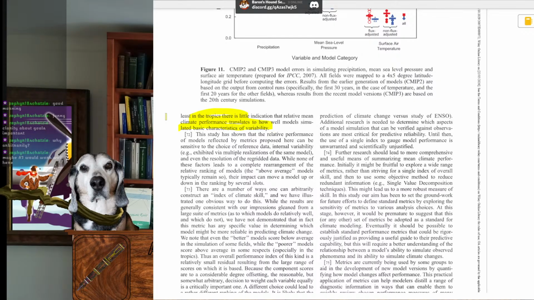This study has shown that relative performance of these models by metrics proposed here can be sensitive to choice of reference data, internal variability, for example, exhibited, and even resolution of regridded data, right?